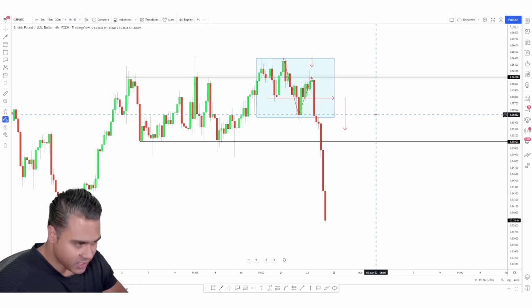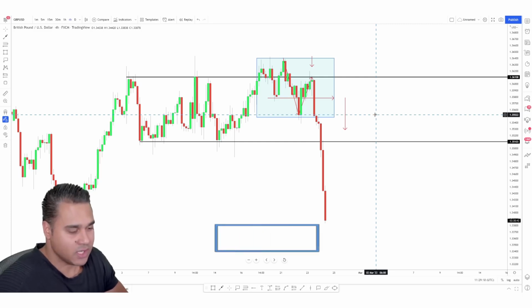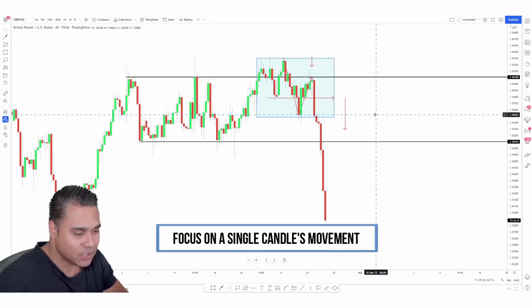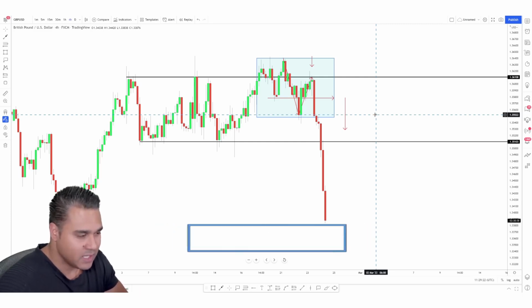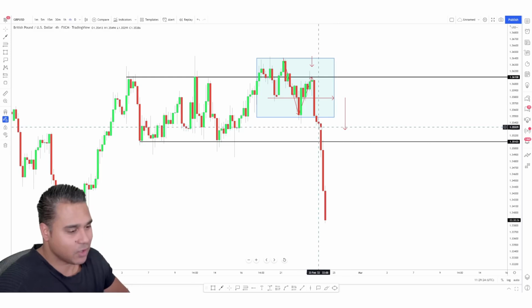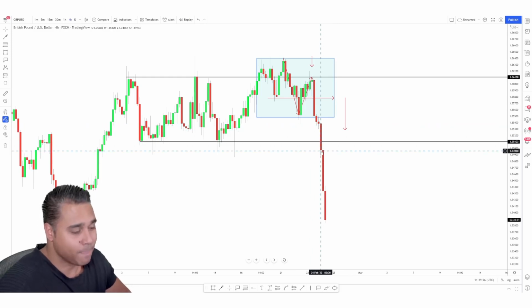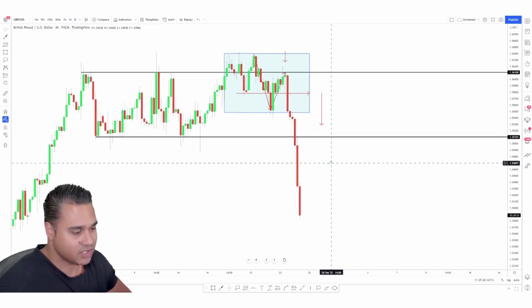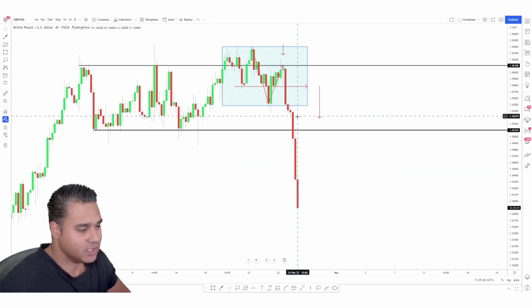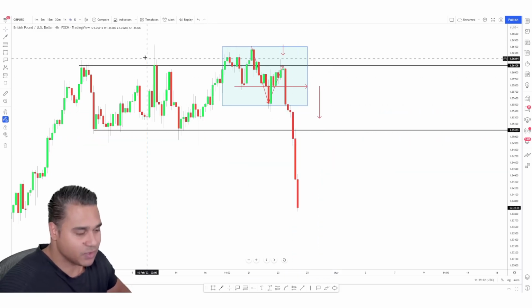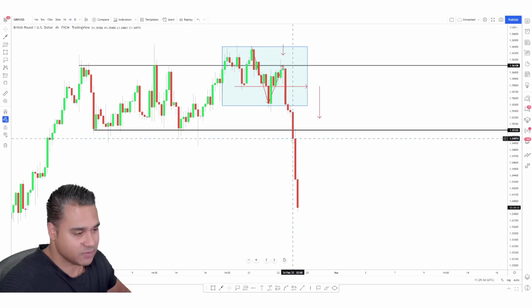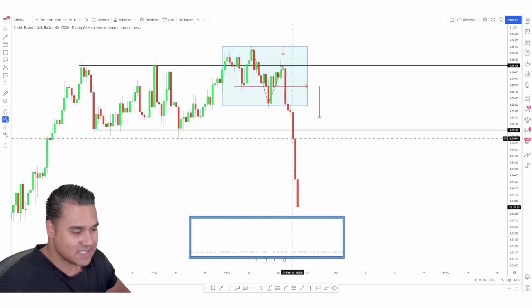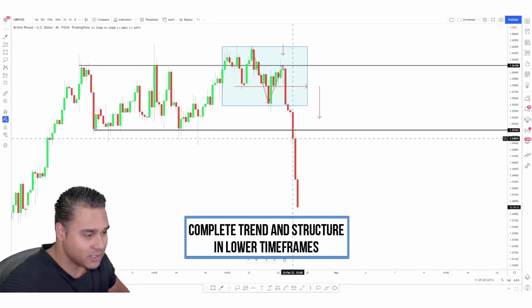So when I trade, personally, what I like to do is simply focus on a single candle's movement. Now, some of you might be saying, well, how can you get confidence from a single candle's movement? But one thing that I want you to really understand, traders, especially as day traders, is that a single candle movement from a high time frame perspective, especially the 4H and the daily, is a complete trend and structure on lower time frames.